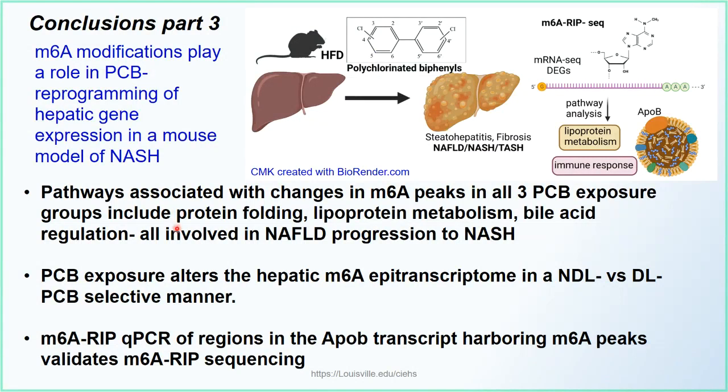The pathways associated with the changes in m6A peaks in all 3 PCB exposure groups included protein folding, lipoprotein metabolism, bile acid regulation, all involved in NAFLD progression to NASH in humans. PCB exposure altered the hepatic m6A transcriptome in a non-dioxin-like versus dioxin-like PCB selective manner. So this implicates the proteins with which these PCB congeners associate, namely the aryl hydrocarbon receptor versus CAR, PXR, and EGFR. And we showed the m6A RIP qPCR regions of the APOB transcript harboring m6A peaks were validated by m6A RIP sequencing.